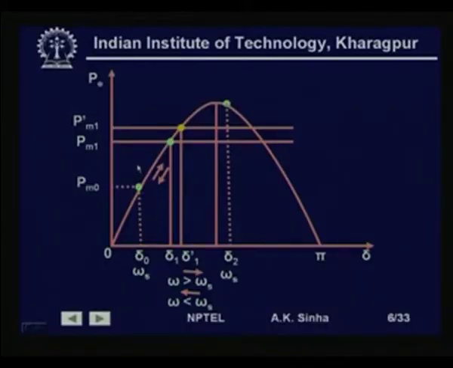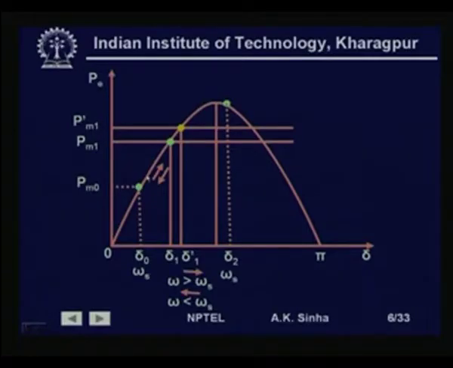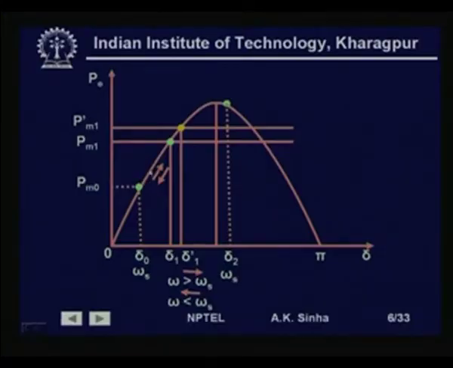Because of this excess mechanical input, there is going to be acceleration, because now we have excess input and less output. The rotor of the turbine generator system is going to accelerate and start moving along the P delta characteristics, that is the electrical output characteristics of the machine. As it accelerates, delta angle increases, and the electrical output Pe will also increase. This will keep on happening, delta will keep on increasing, because still we have more mechanical input and less electrical output, till we reach this point.